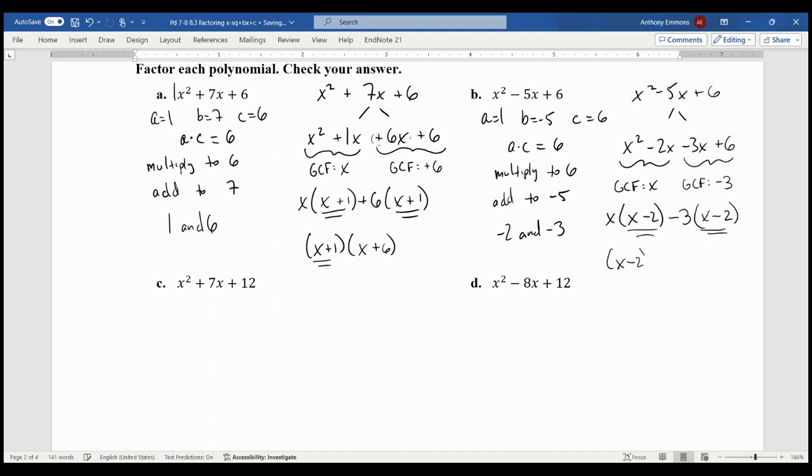There's that common binomial. And then, as I've said before, if we divide this group by x minus 2, we'll have x. Divide this group by x minus 2, we have negative 3. So our final answer, final factorization, x minus 2 times x minus 3. The quantity x minus 2 times the quantity x minus 3. That's it. Now it's time to practice. Good luck.